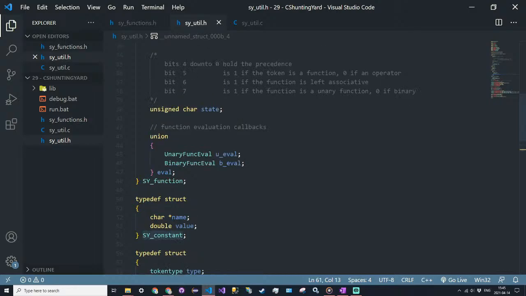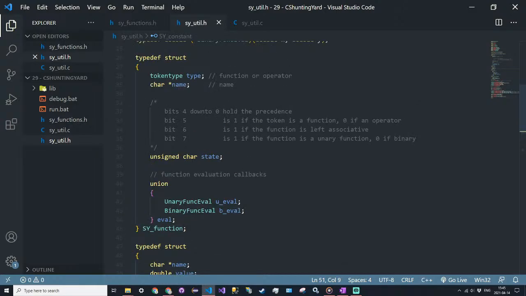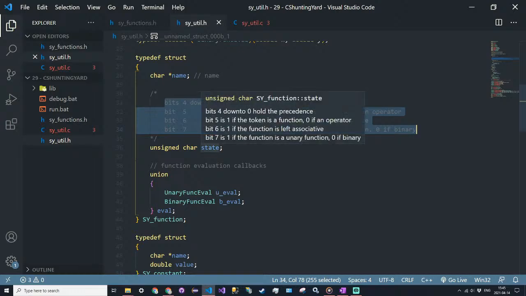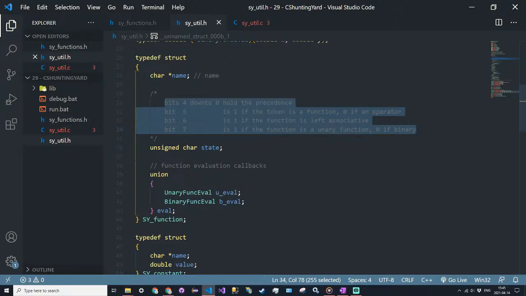So these structures will serve as a wrapper for functions and constants. For the functions, we have the type of the function, which will be a function or an operator. Or actually, this was not supposed to be included. Well, we just have a name for the function. It'll just be a string, and then we have a state. Now the state, since this character is pretty big, it has 8 bits in it, and we can store 4 things within that 1 byte. We can leverage bitwise operators to look at the individual bits here.